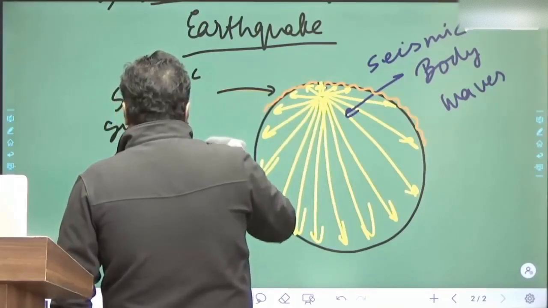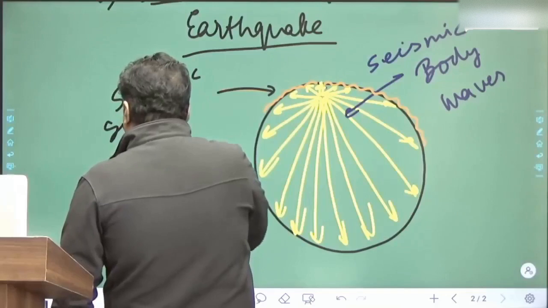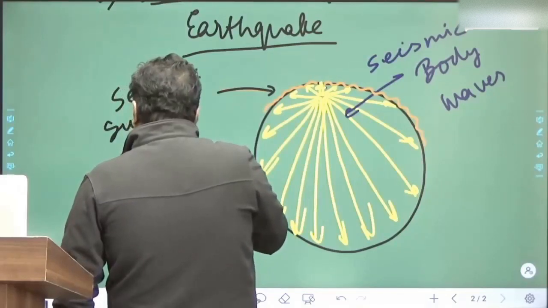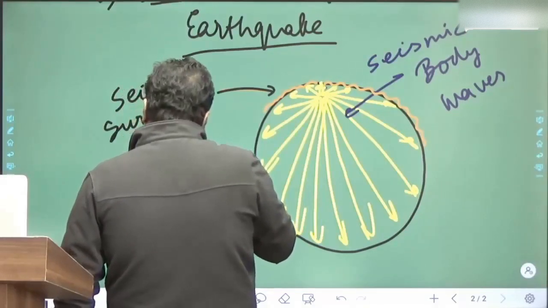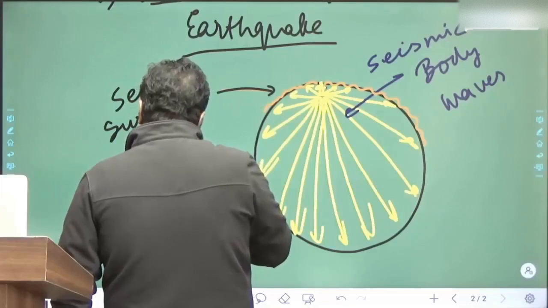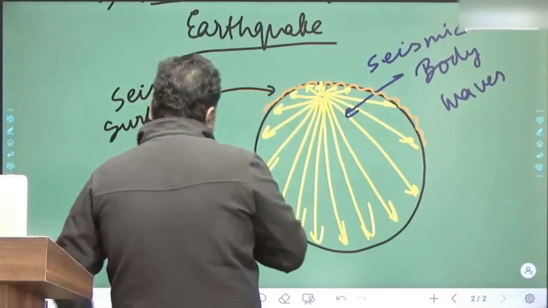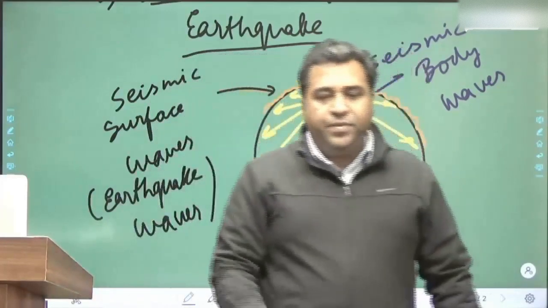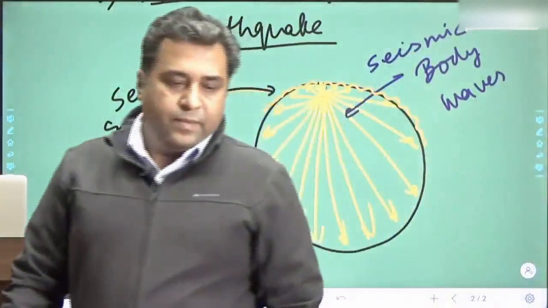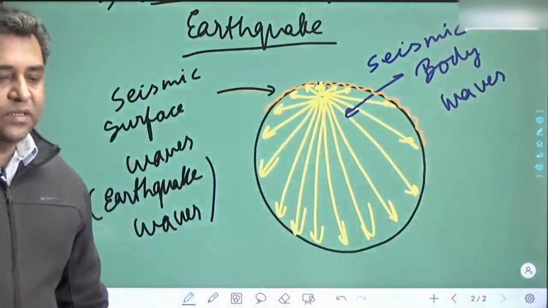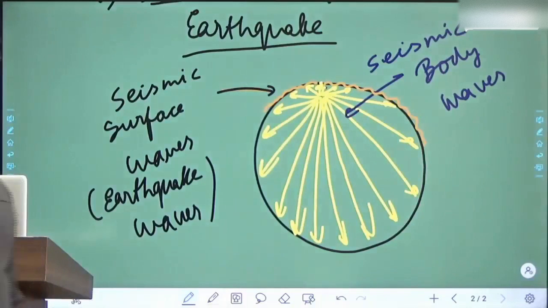Seismic surface waves are also called earthquake waves. Why? Because they cause the earthquakes. So complete this diagram: seismic body waves and seismic surface waves, also called earthquake waves.